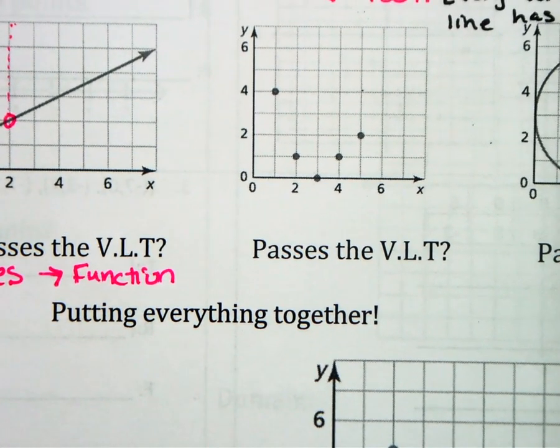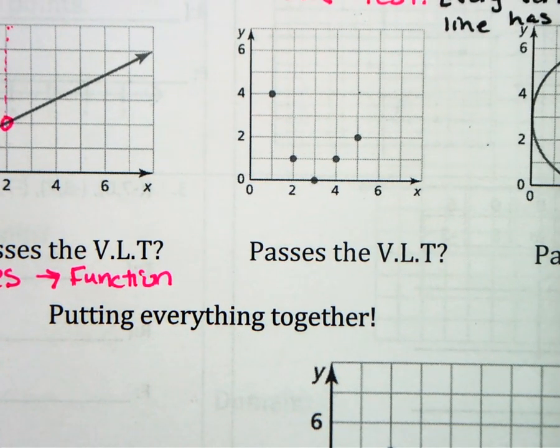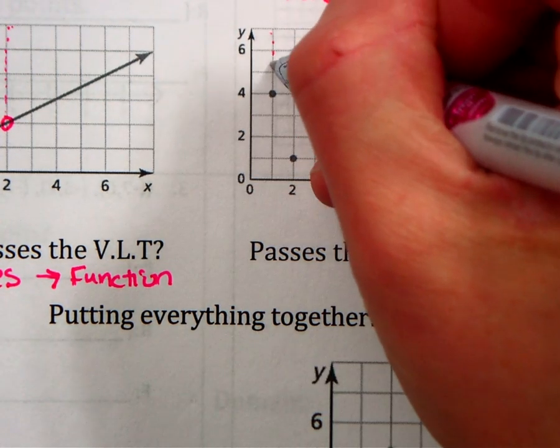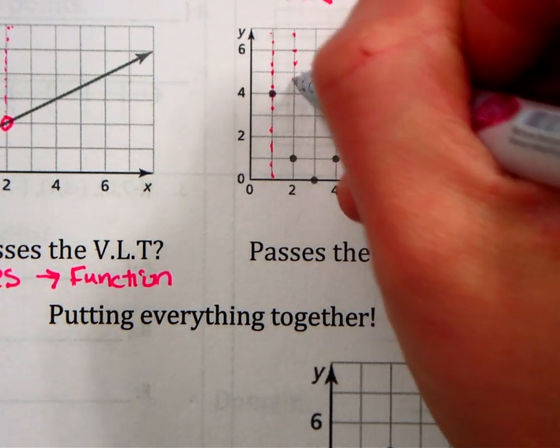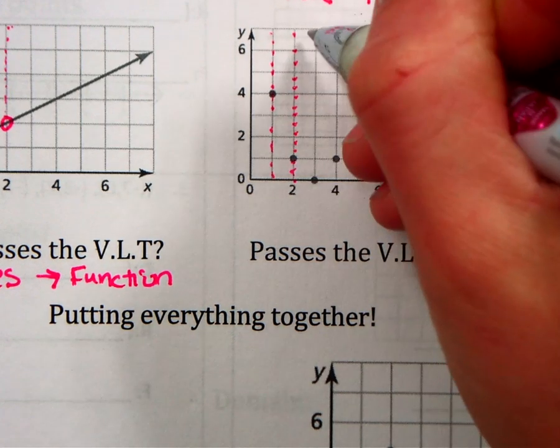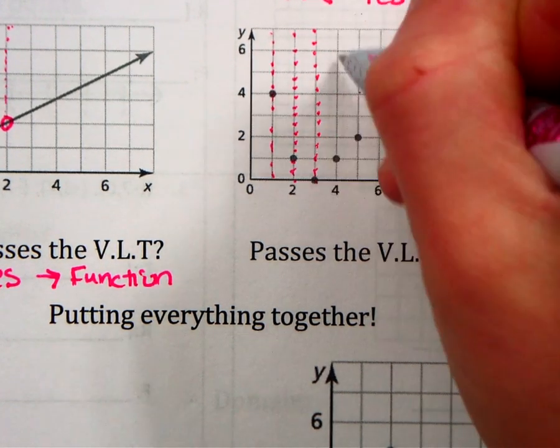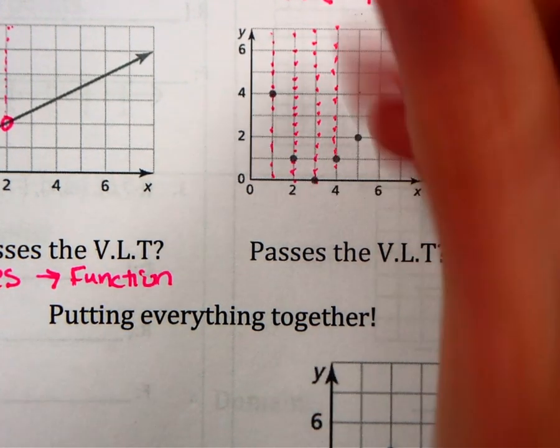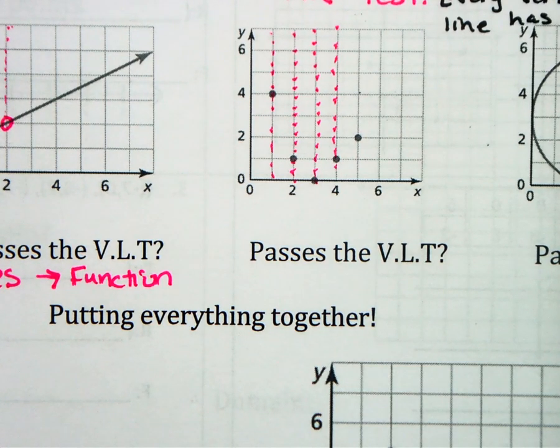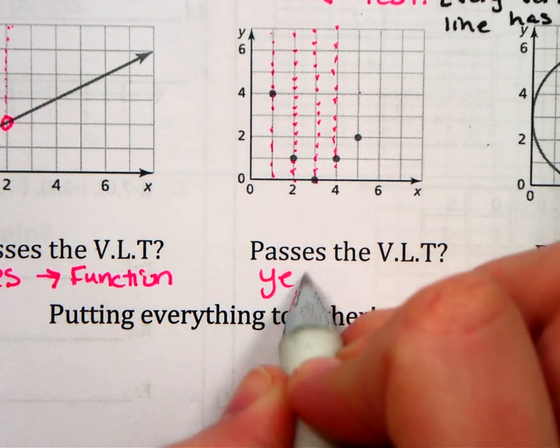Does this one pass the vertical line test? Yeah, so we're looking through. I only hit one. Go over to the next one. Only hit one. One. Is there anywhere on there where you hit 2 dots when you're making those vertical lines? No. So does this one pass the vertical line test? Yes.